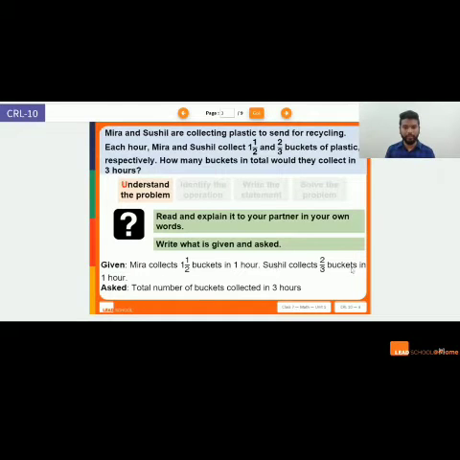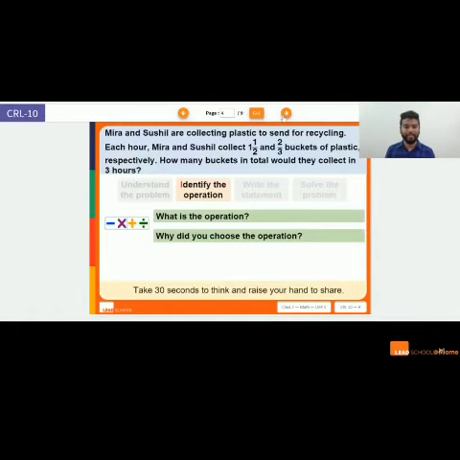Can you see? This is what is given and this is what is being asked. Great. Now let's go to the next step. Identify the operation. Here we'll have to be a little more logical. What is the operation they're asking and how will I choose the operation? The key is in the question itself.